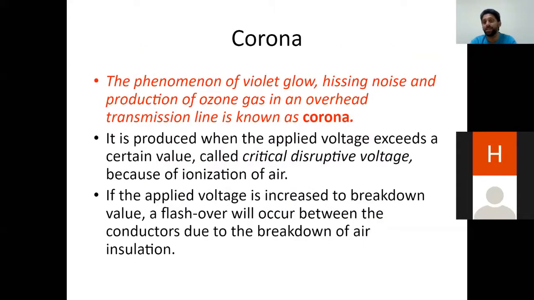Next comes another important thing. This we discussed before. Someone asked me even in the class when we had a normal class, that is corona. Corona is a special effect happening in transmission lines. Normally we don't see it here. It is normally seen in the places where there is snowfall, etc. This is happening in some transmission line, especially in high voltage transmission lines. Just I will give you definition first, then we will discuss. It is a phenomenon of violet glow, hissing noise, and production of ozone gas in an overhead transmission line.